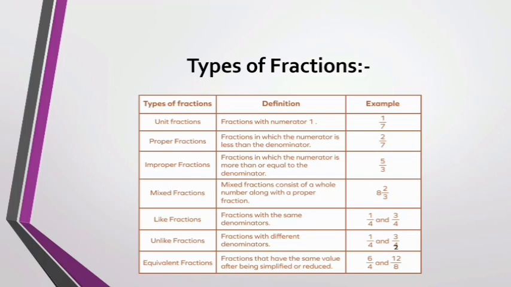So you can say equivalent fractions are fractions that have the same value after being simplified or reduced. Means you will simplify it, like you will divide it, or you will multiply it, and they will become equal. For example, 6 by 4 and 12 by 8. So here the denominators are different, but you can make the denominator 4 equal to 8 by multiplying by 2, or you can say 8 can be equal to 4 by dividing by 2. Because of these equivalent fractions, it is important for the comparison of fractions, and also for addition and subtraction of fractions.